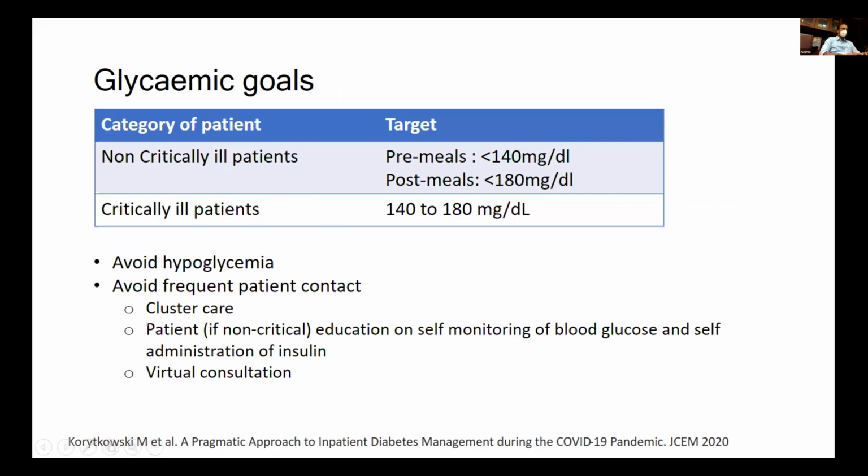Another thing I would just like to mention is regarding cluster care. Many times the healthcare workers have anxiety visiting the patients frequently. So to avoid frequent patient contact, we can use cluster care. What does that mean? For example, during lunch time, the patient needs blood sugar monitoring and insulin administration. These two things can be done simultaneously, and in the same visit, the nursing staff can give the patient his or her oral or injectable medications, and any clinical assessment like pulse, BP, or anything can be done in the same visit. That will minimize the patient contact frequency.